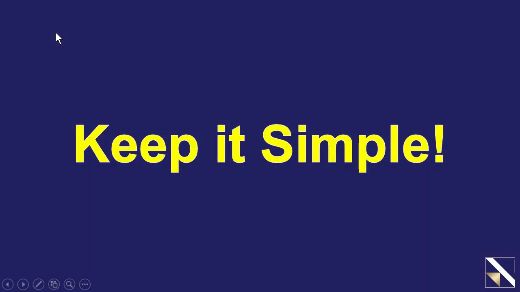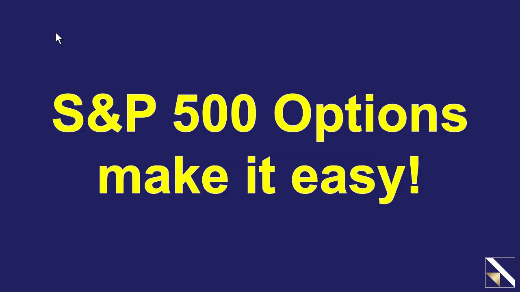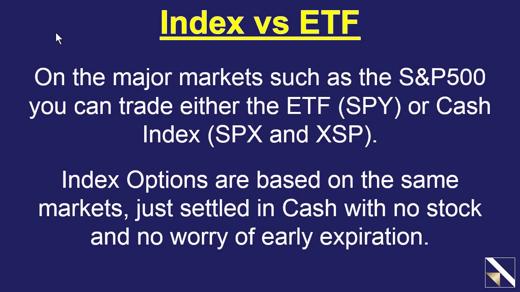And how do we keep it simple? We can keep it simple by simply using the S&P 500. We can use S&P 500 options as one of our main drivers of our income system. Now, the S&P 500 options, they come in a couple different flavors, if you will. There are index options and there are ETFs.